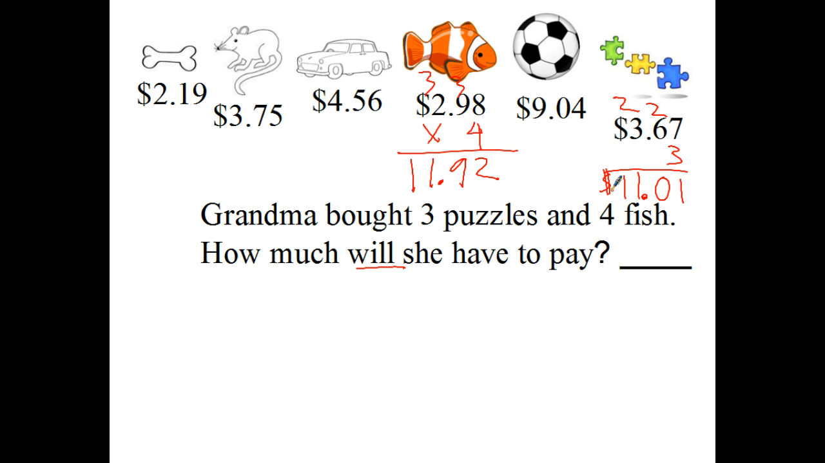21, 18, 20, 9, 11. $11.01 for the puzzles. Put the 2 together. 11.92 and 11.01. Add them up. And we're at $22.93 for what Grandma had to spend.